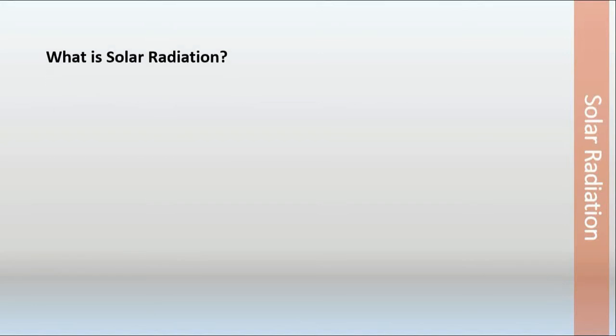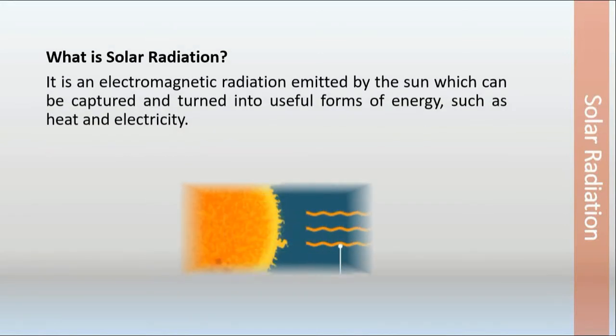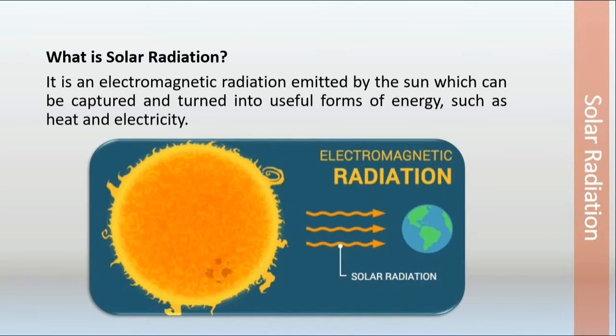So what is solar radiation? Solar radiation is an electromagnetic radiation emitted by the sun and received on the earth, and can be utilized in two forms, either heat or electricity.